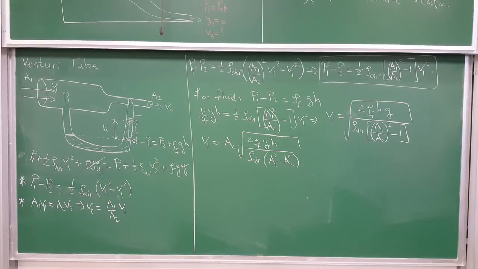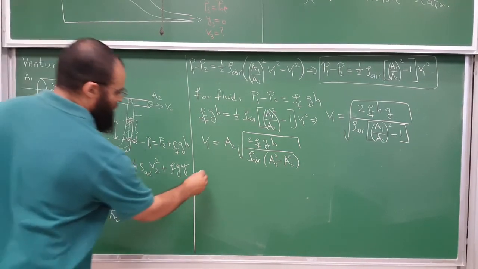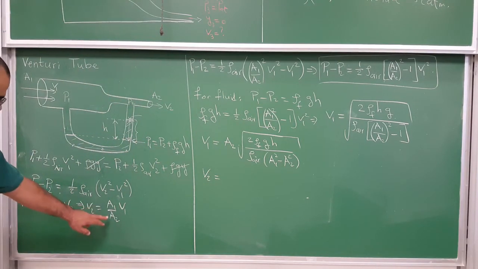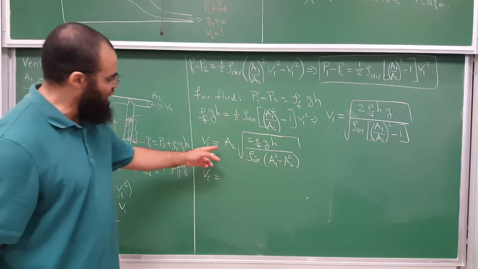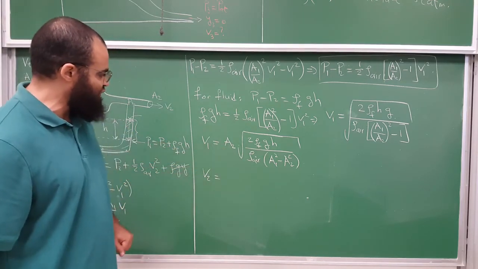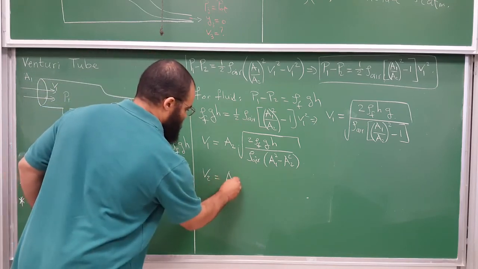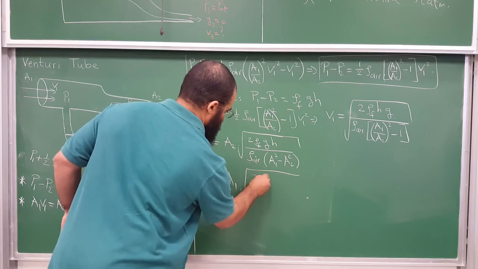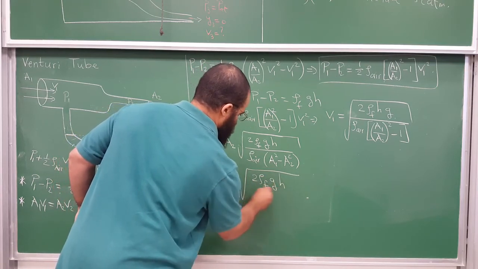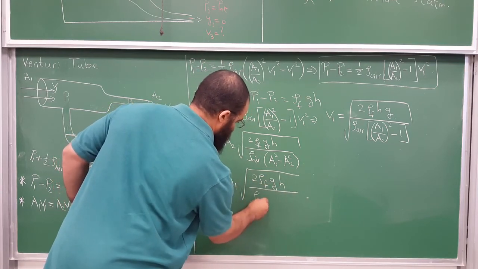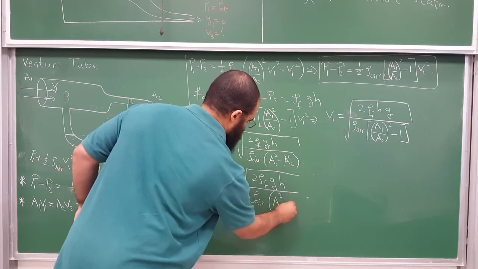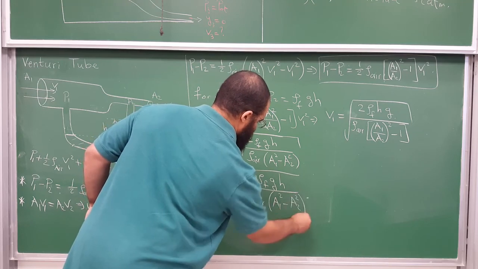So that looks good. And then V2 is A1 V1 over A2. When you multiply by A1 and divide by A2, the A2 goes away and just the A1 comes out. So you have the A1 times the square root of 2 rho fluid g h divided by rho air, times A1 squared minus A2 squared.